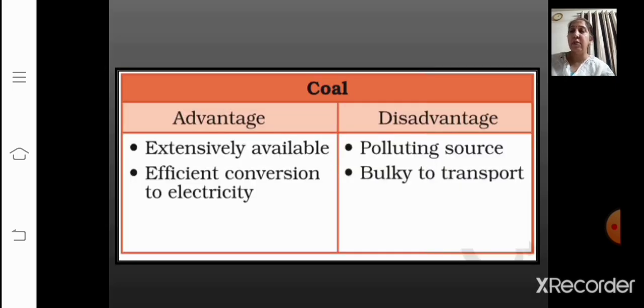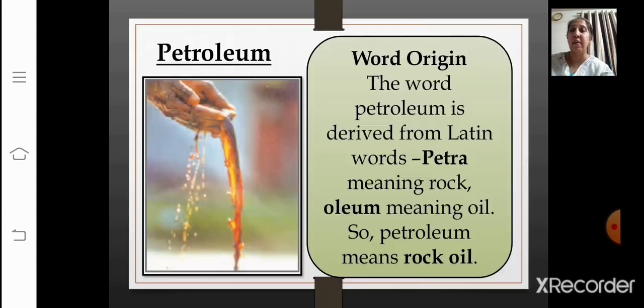Now let's go through the advantages and disadvantages of coal here. I told you these images have been given to you in your textbooks also. Okay, advantages, just go through that. Extensively available, right? And the second advantage is efficient conversion to electricity, whereas the disadvantages are that it is a polluting source, and even bulky to transport. So these are the disadvantages of it.